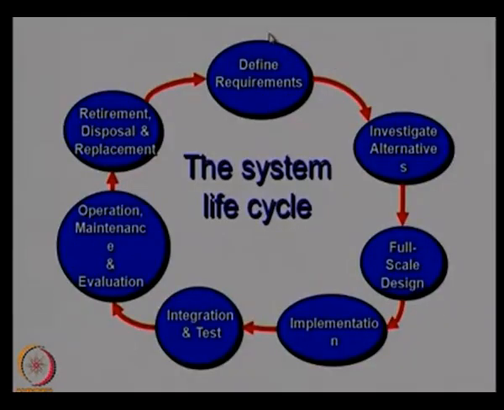So basically, as you can see here, you have the requirements definition, then alternatives identification or concept development, then the full scale design, then implementation of the design, then integration and testing, operation, maintenance and evaluation, retirement, disposal and replacement. All these are involved in a particular system, that is why this is known as a system life cycle. So whenever we design a system, we look at the life cycle of the system and then design it in such a way that it actually passes through all these life cycles, including what happens to the system even at the disposal stage.